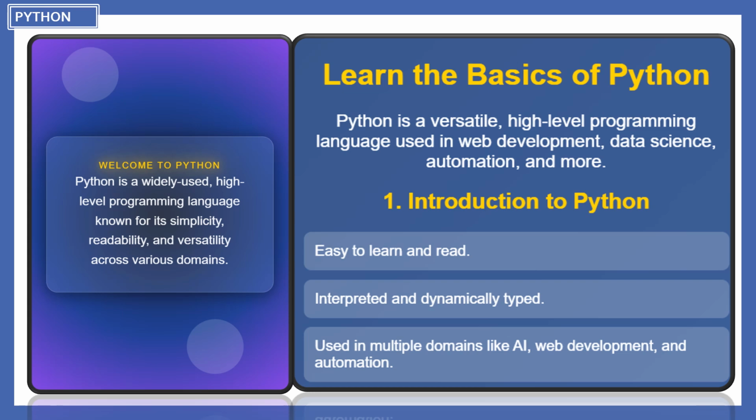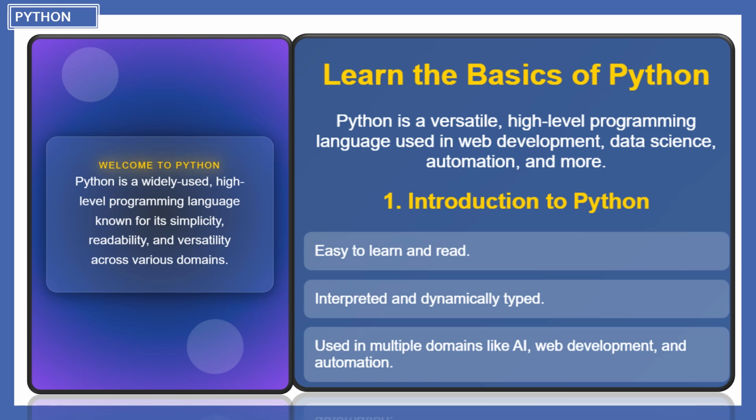Python is an interpreted language, which means it executes code line by line. This makes debugging and testing faster compared to compiled languages. Python is also dynamically typed. This means that you do not need to specify the type of variable while writing the code.